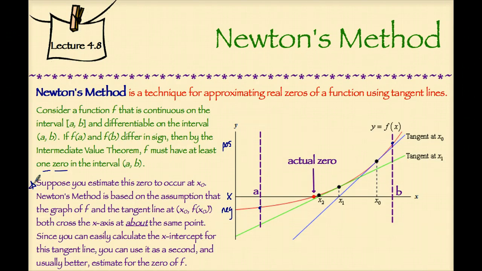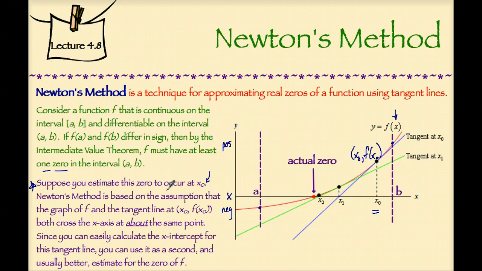Suppose you estimate this 0 to occur at some x sub 0 in the interval [a, b]. You know what a is, you know what b is, you know that there is a 0 on the curve somewhere between a and b, so you're going to choose a value between a and b as a guess. I'll call this x sub 0. Once you have x sub 0, you can easily calculate the function value there, giving you an ordered pair, (x sub 0, f(x sub 0)). Furthermore, with the first derivative, you can calculate the slope at that point as well. With a point and a slope, you could write an equation of a tangent line at that point.